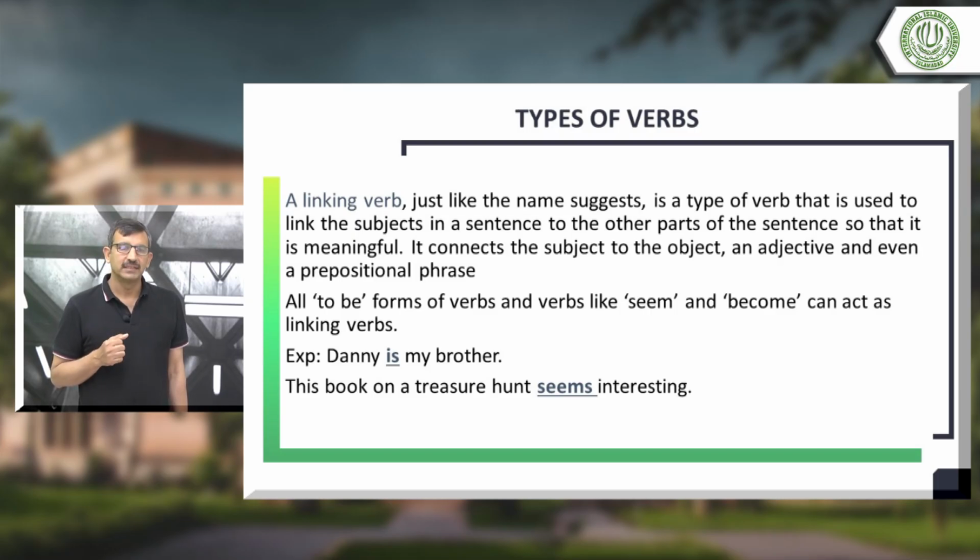For example, Danny is my mother. Is is a linking verb. It is connecting Danny with my mother. The book on a treasure hunt seems interesting. So, seems is connecting the adjective interesting with the first part of the sentence.